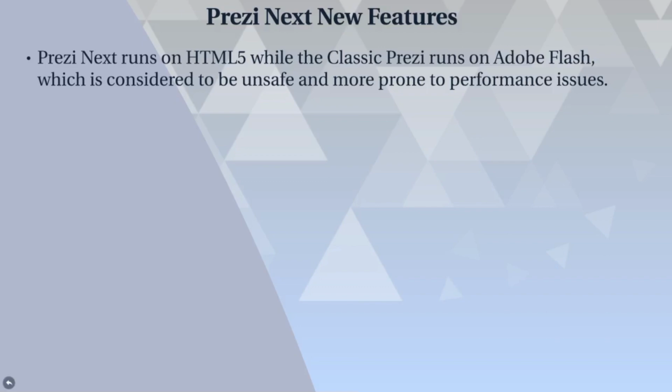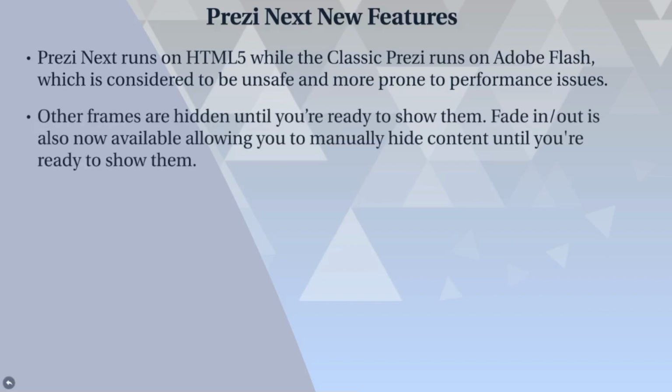As you know, certain browsers as of now have literally gotten rid of playing Adobe Flash because many people consider it to be unsafe and prone to performance issues. So that's the big thing. Other than that, frames, for example, which will make more sense when I dive in, are hidden until you're ready to show them. You can use fade in or fade out animations, which allow you to manually hide content until you're actually ready to show it. The nice thing about Prezi is a lot of items you cannot see until you zoom in.